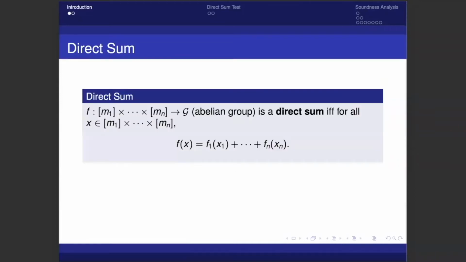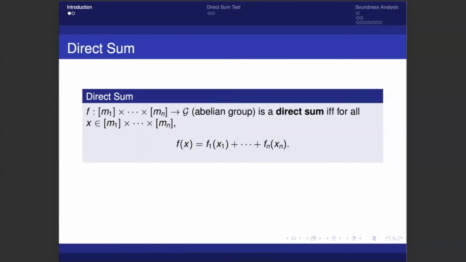This paper is concerned with property testing of functions. The setting here is we're given a function, and we want to determine whether the function satisfies a certain property or is far from satisfying this property. And we'd like to do this without looking at the entire function table. That is, we want to query the function at a small number of points to distinguish between these two cases with high confidence. The property that we're going to be interested in is that of being a direct sum.